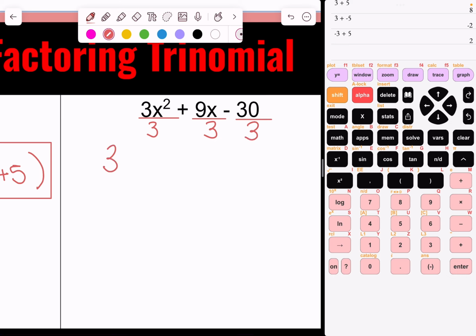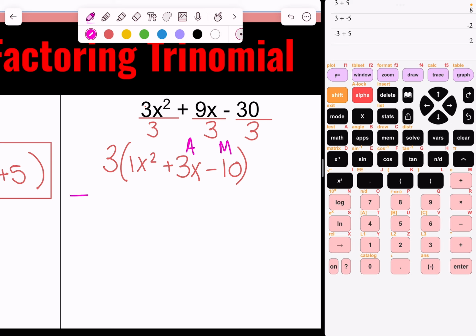So I'll have 3. 3 divided by 3 is 1, x squared. 9 divided by 3 is 3, x. And negative 30 divided by 3 is negative 10. Beautiful. Now, I see that this is a trinomial, 3 terms, so I could do the add multiply method.